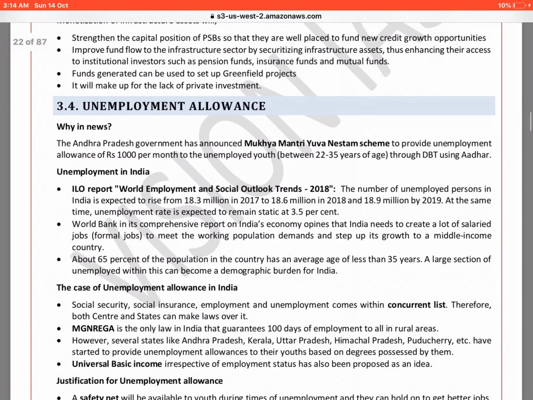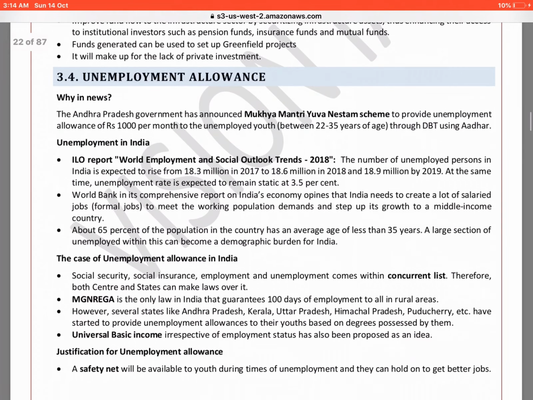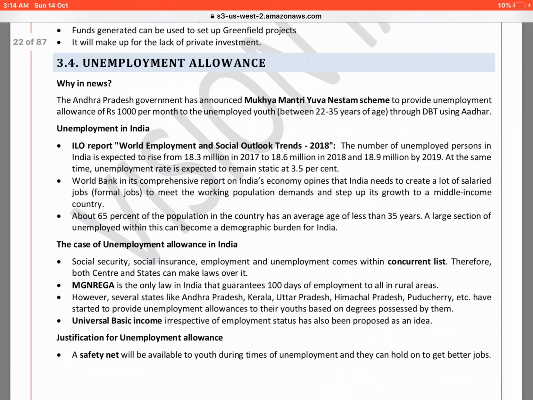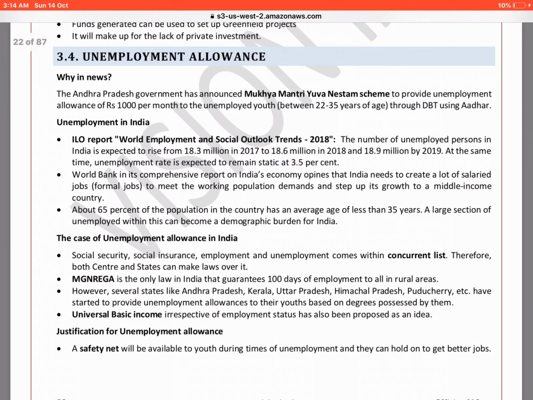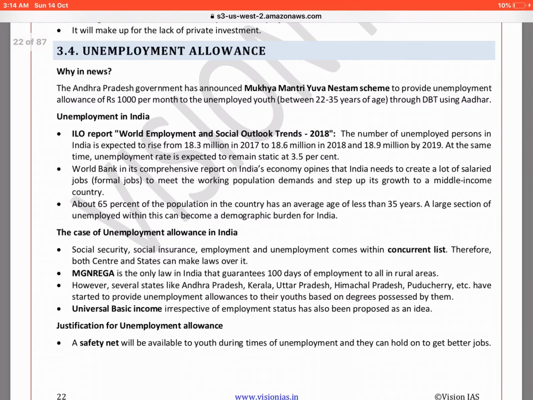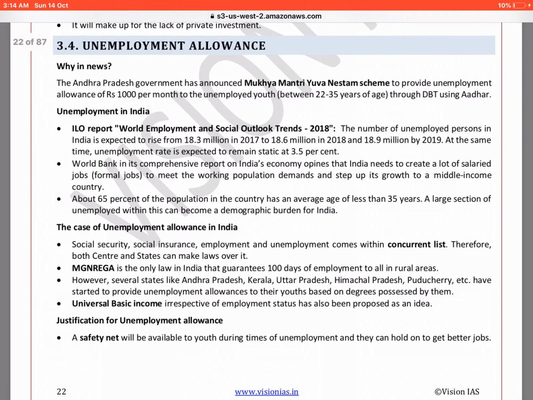So the next scheme, the next news, is unemployment allowances. The Andhra Pradesh government has announced the Mukhyamantri Yuva Nestam scheme, which is an unemployment allowance of rupees 1000 per month to the unemployed youth of 22 to 35 years of age through DBT using Aadhaar.